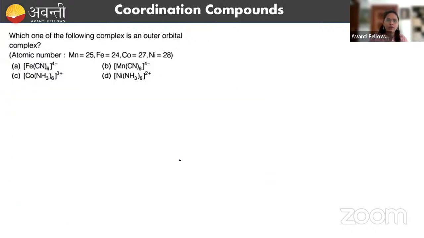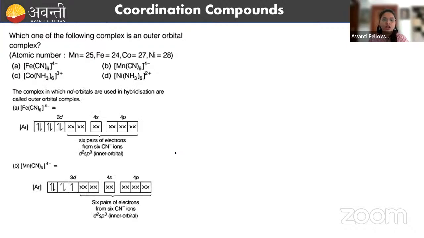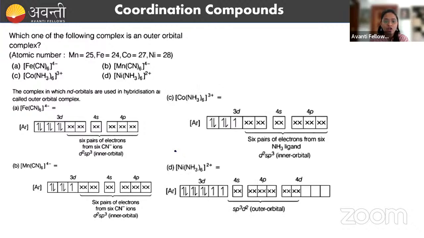Next. Which of the following complexes is an outer orbital complex? So what is the meaning of outer orbital complex? They should be having the outer d orbitals in it. So try, the atomic numbers are given, from that you try to find out the 3d, 4s, 4p. The first complex is an inner orbital complex, the second is also an inner orbital complex, the third is also an inner orbital complex, and the last one is the outer orbital complex. That's why our answer will be D.